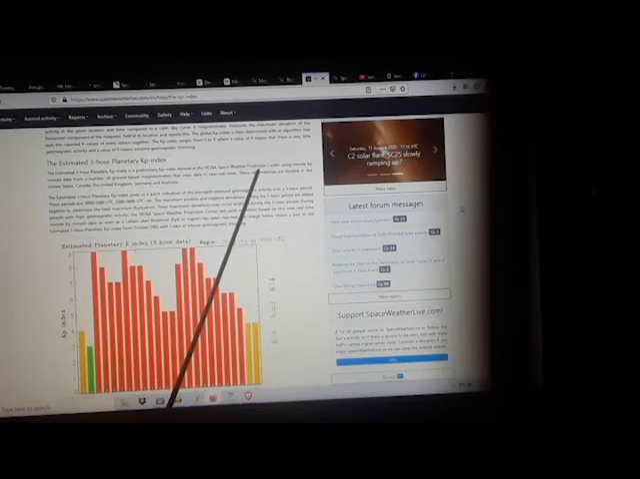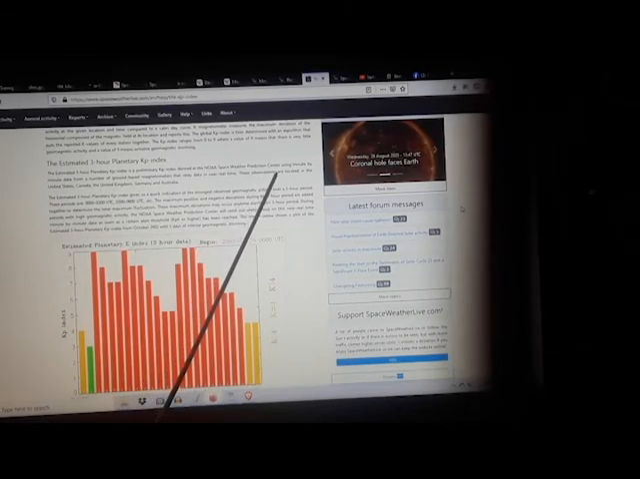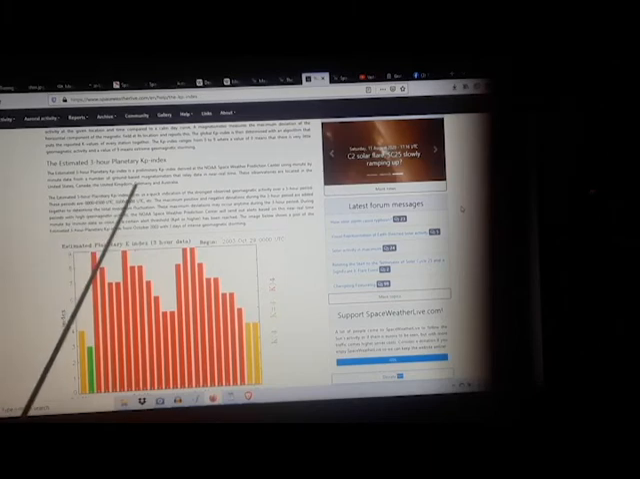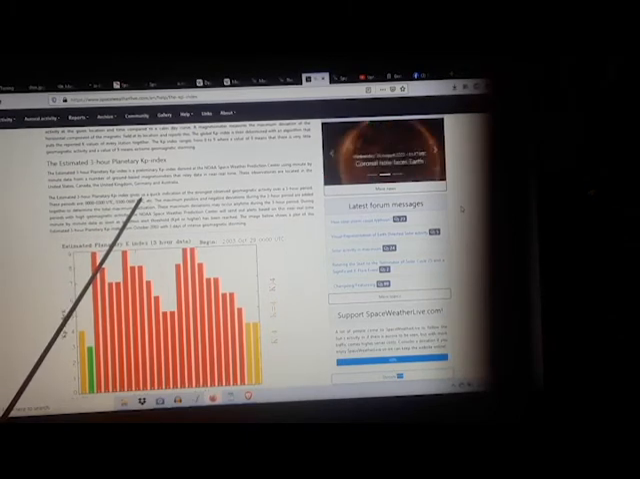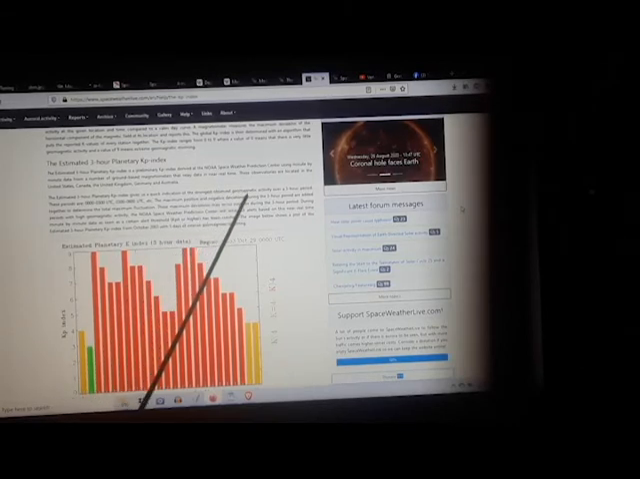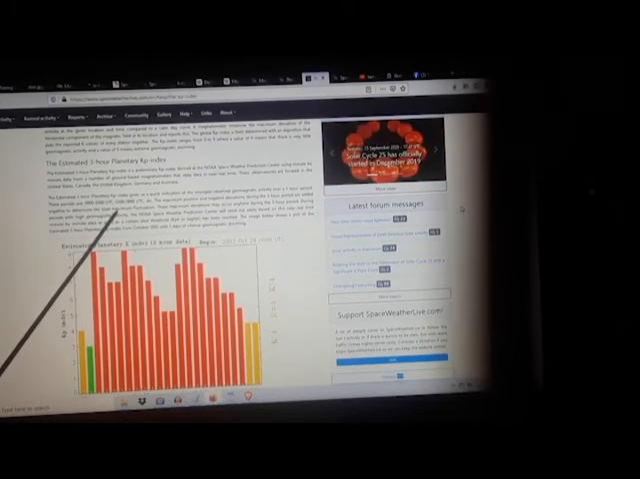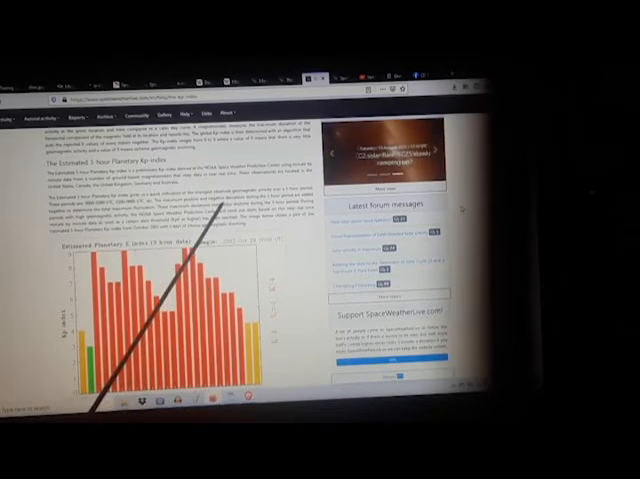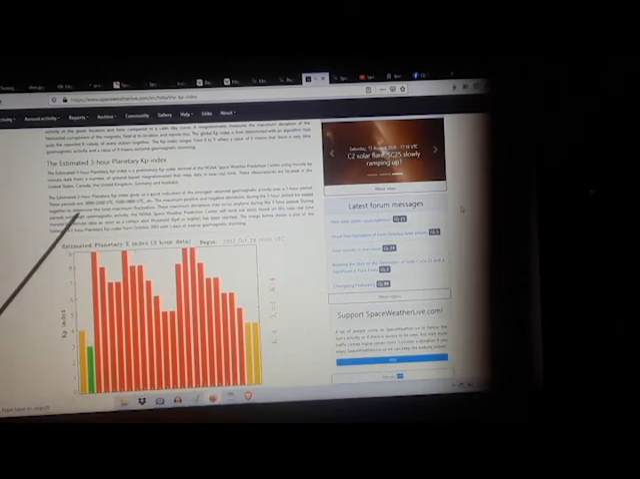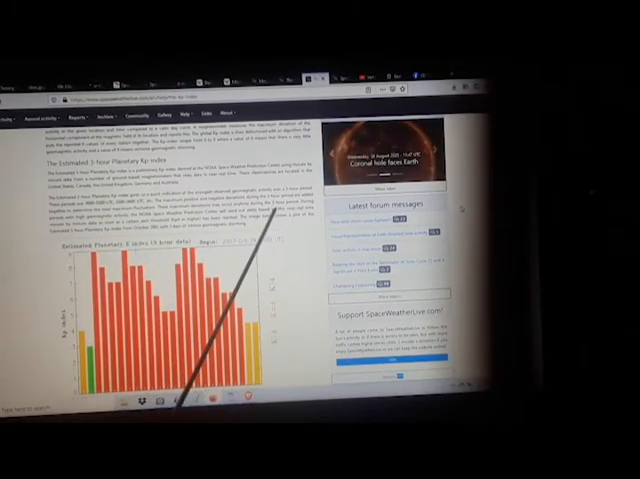derived at the NOAA Space Weather Prediction Center using minute-by-minute data from a number of ground-based magnetometers that relay data in near real time. These observatories are located in the United States, Canada, the United Kingdom, Germany, and Australia. The estimated 3-hour planetary KP index gives us a quick indication of the strongest observed geomagnetic activity over a 3-hour period. These periods are 0000 to 0300 UTC and then 0300 to 0600 UTC, etc. The maximum positive and negative deviations during the 3-hour period are added together to determine the total maximum fluctuation. These maximum deviations may occur any time during the 3-hour period.